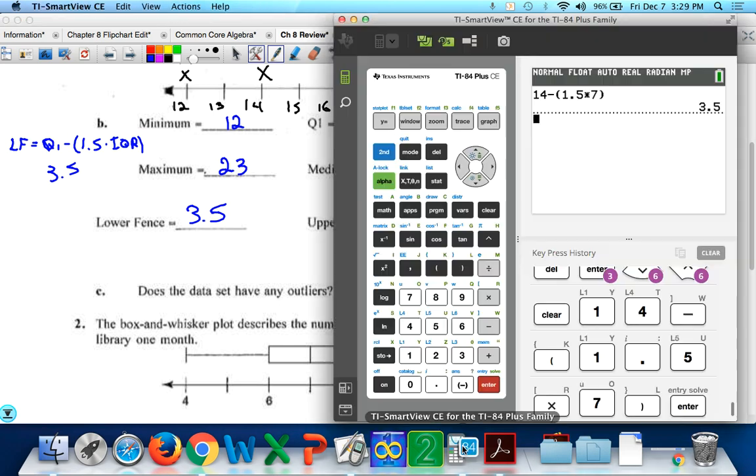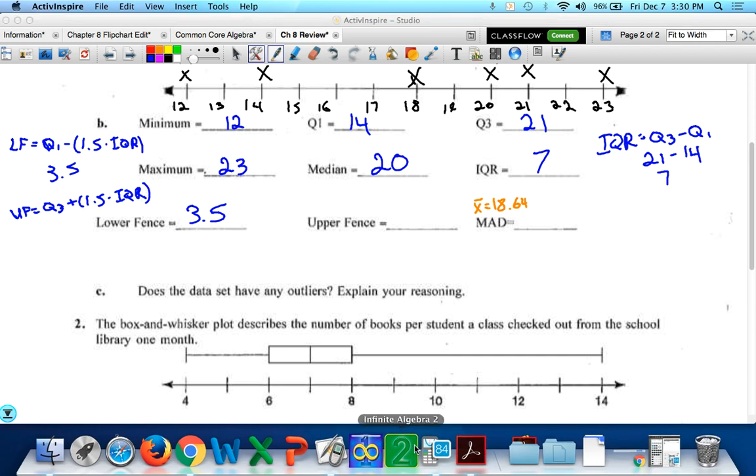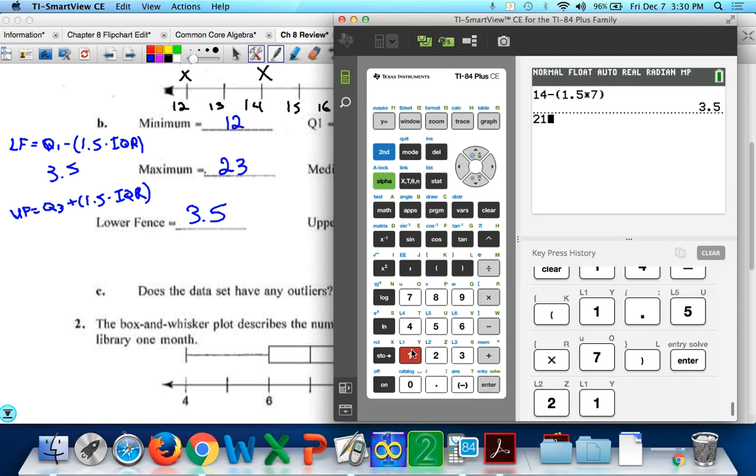My upper fence is Q3, okay? Q3 plus that same thing, 1.5 times IQR. In the calculator again, 21 plus this same piece of information.